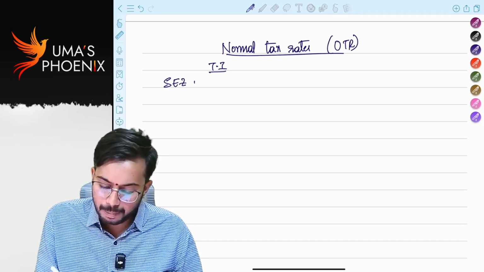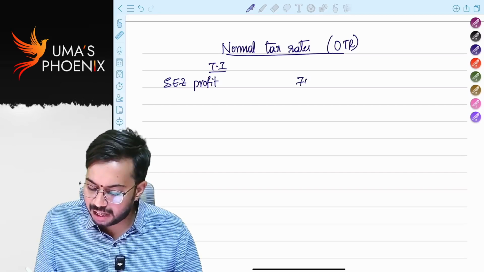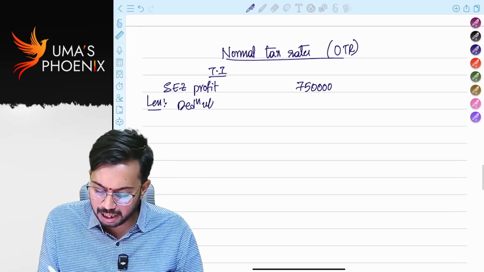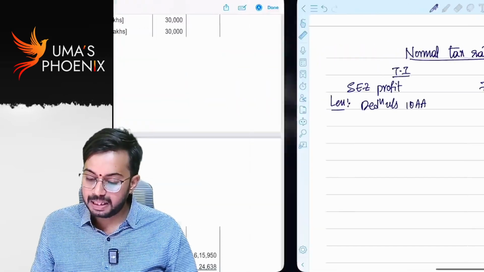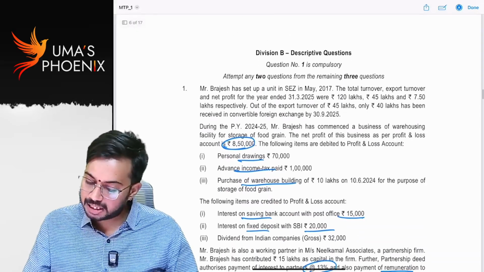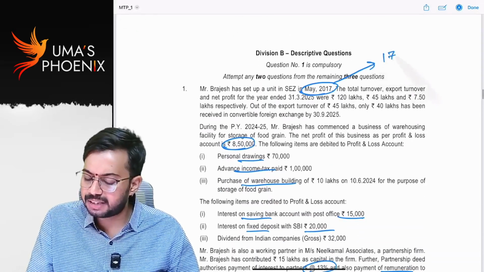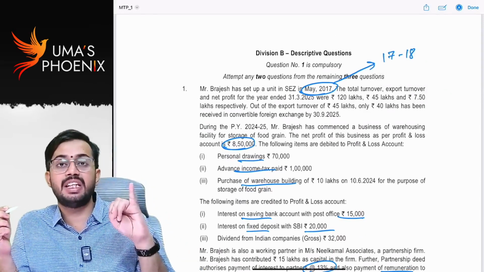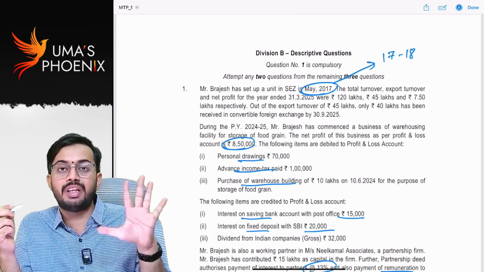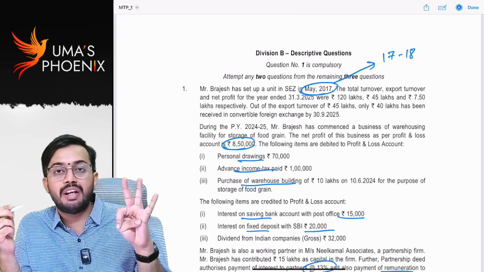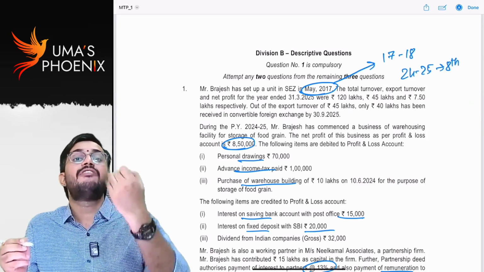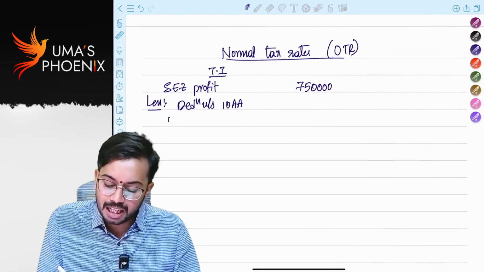Cess profit. How much is cess profit? 7,50,000. Correct. Deduction is allowed. Less deduction under section 10AA. Business was started in May 2017. That means business was started in 17-18. 17-18 first year, 18-19 second year, 19-20 third year, 20-21 fourth year, 21-22 fifth year, 22-23 sixth year, 23-24 seventh year, 24-25 eighth year. So for eighth year, how much deduction is allowed? 50% of export profits are allowed as deduction.